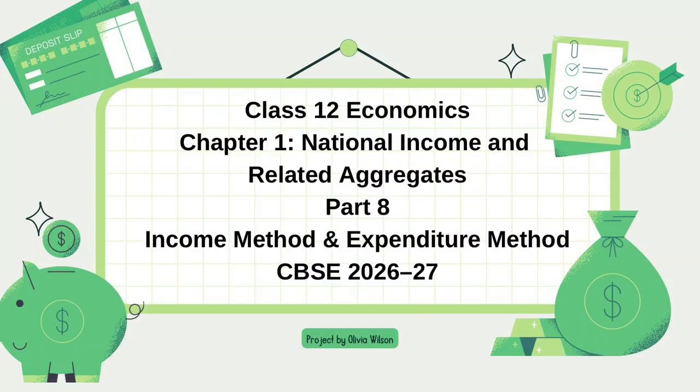Second, we can ask who earned income from making the bread. The worker earned the wages, the shop owners earned profit, the landlord earned rent, and the bank earned interest. That's the income method. Third, we can ask who spent money to buy the bread. That's the expenditure method. So the same economic activity can be viewed from three different perspectives. If all three methods are applied correctly, they should give the same national income.